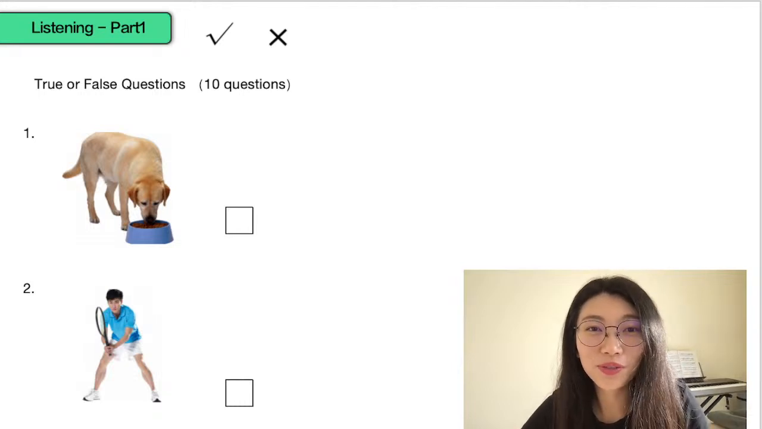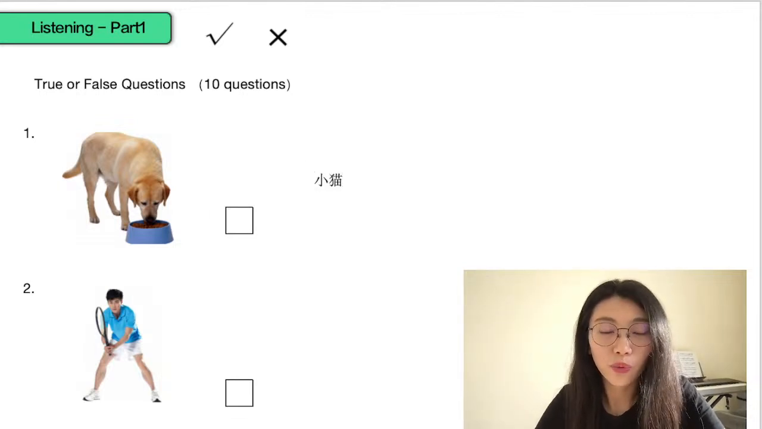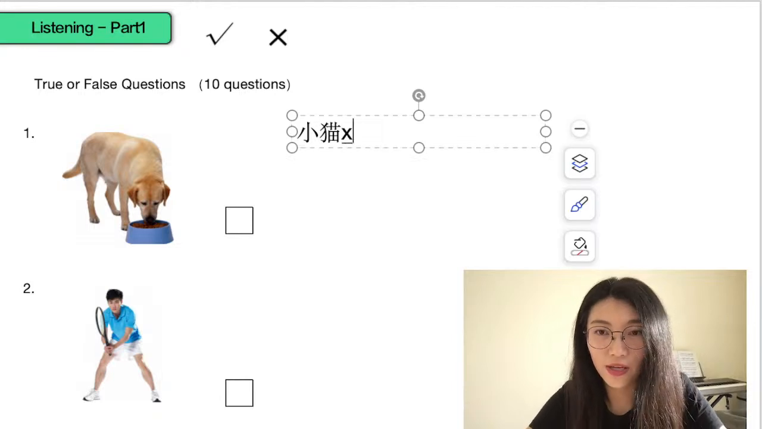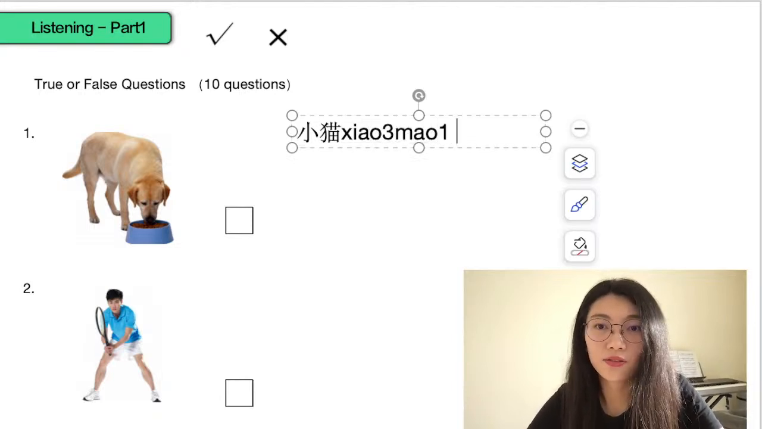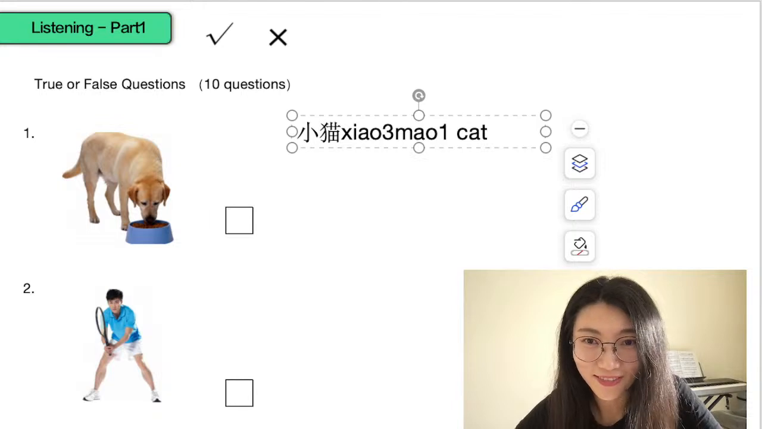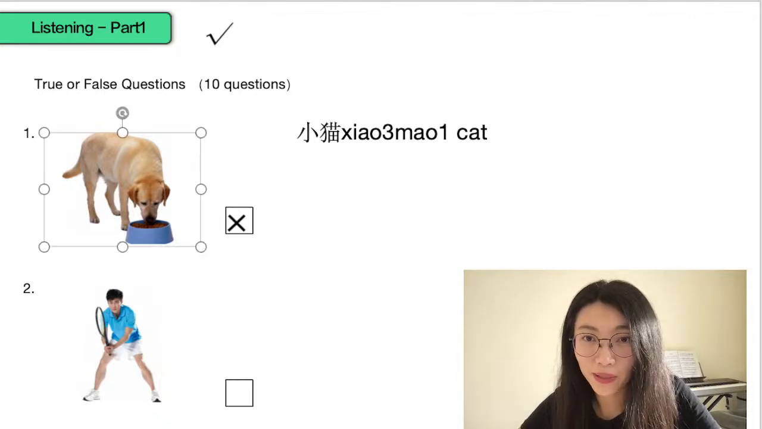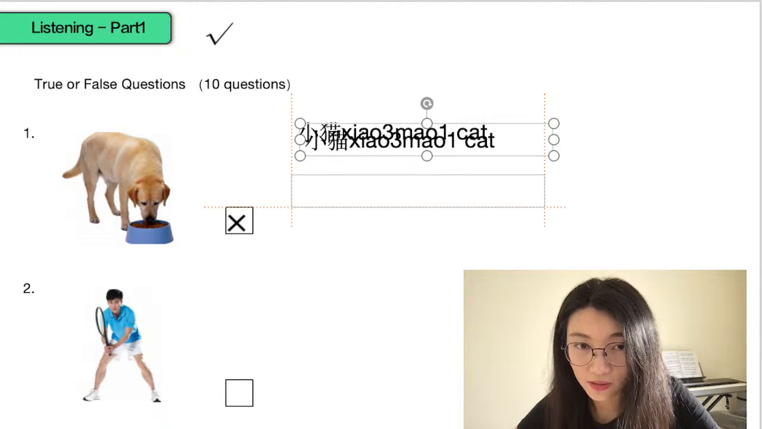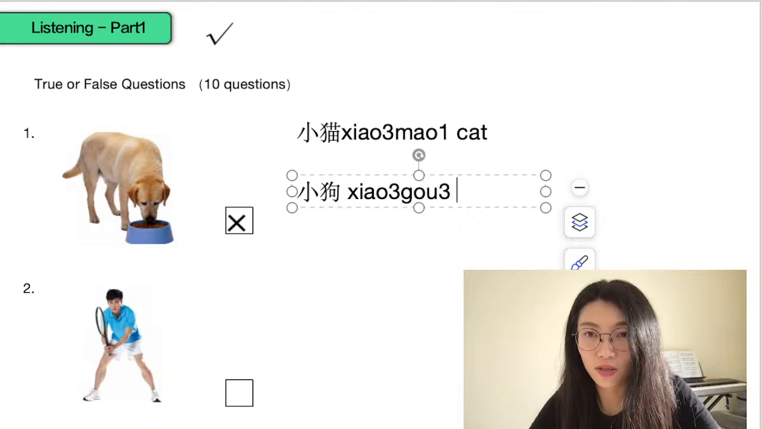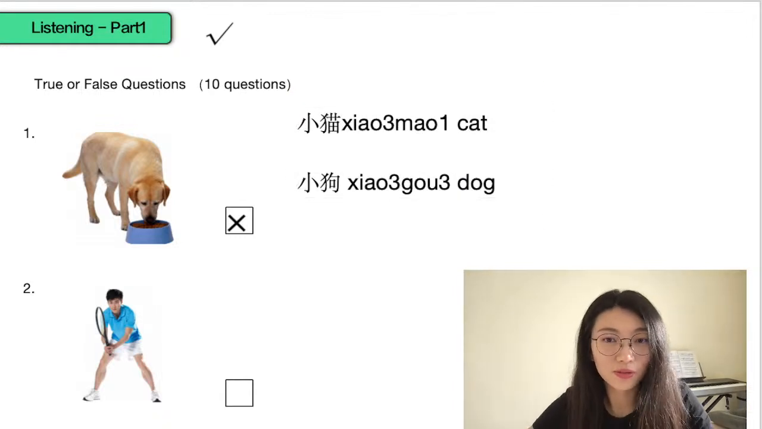好，number 1, which one do you choose? Very easy. 小猫, we heard about it, we did it in HSK1. 小猫, what's the meaning? So here, correct or not? We say not correct, because what's the animal in the picture? It's 小狗, dog. So 不对. 好，number 2, let's listen.